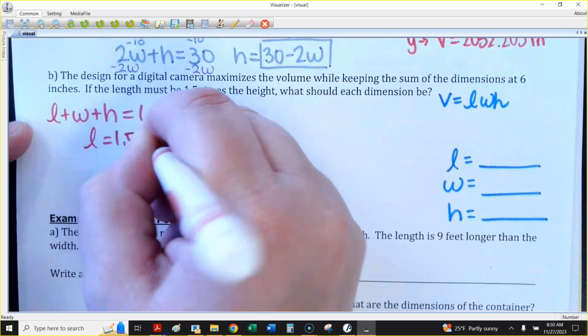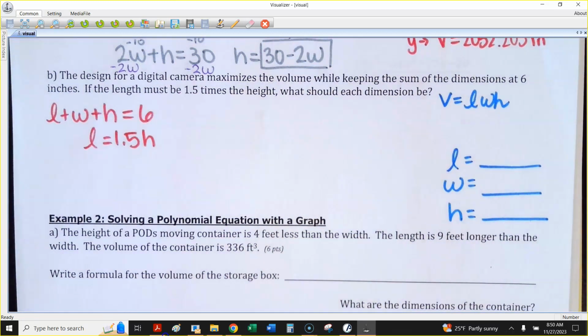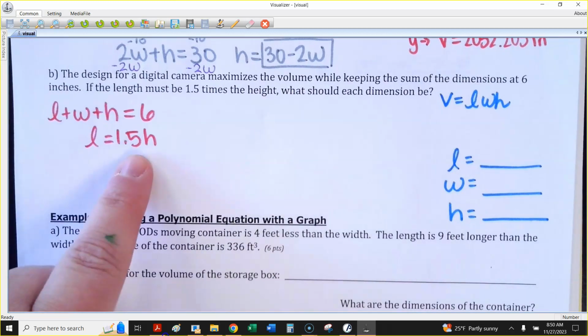All right, now, those are the only 2 things I have to work with. I'm going to try to get all 3, length, width, and height, in terms of what variable do you think here? H, exactly. So this is in terms of the height. So we're going to try and get all of them in terms of the height.